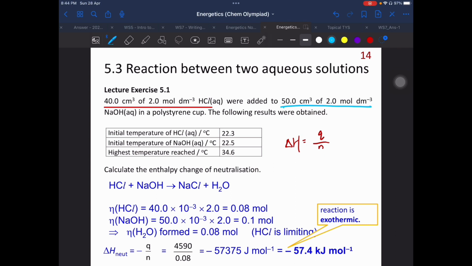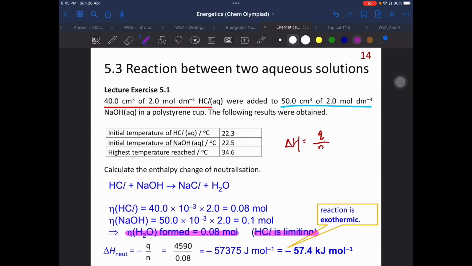So you can do your typical mole calculation to find out what is the number of moles that's being involved over here. And of course, given that there's two sets of values being given, you do need to take note of which is the limiting reactant. And based on the calculation over here, HCl is the limiting reactant. So the amount of water that's being formed will depend on the amount of HCl that's present, and this gives us the result of 0.08 mole. Right, you can go through the calculation yourself to see if it aligns with what you already know in terms of chemical calculation concepts.